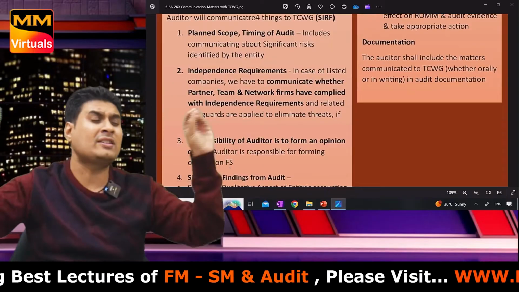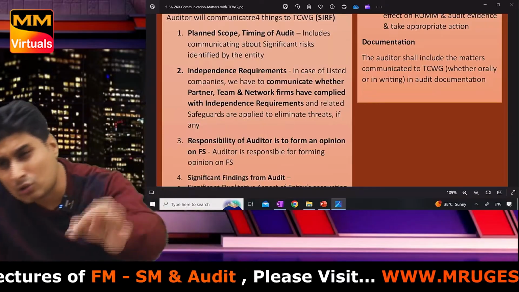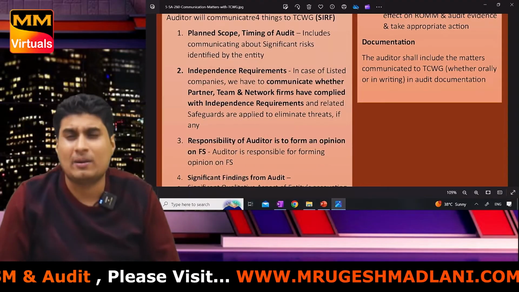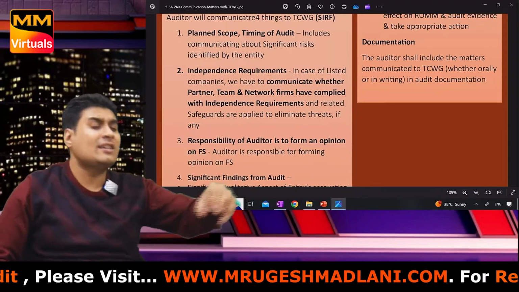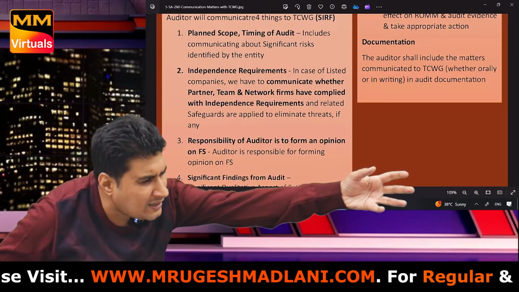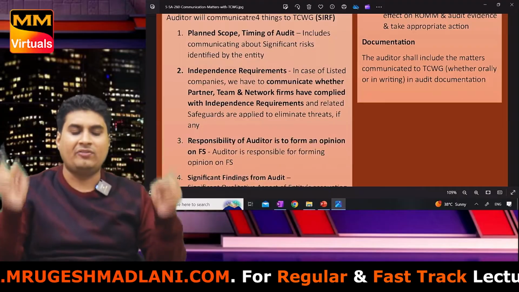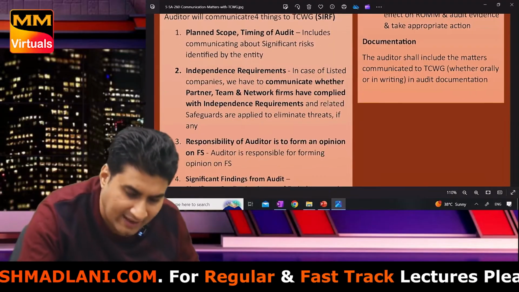4 things. SIRF. Plan, scope and timing of audit. I: Independence requirement. R: Our responsibility is to form an opinion on the financial statement. F: Significant findings from audit. Tell me, what will I tell to TCWG?